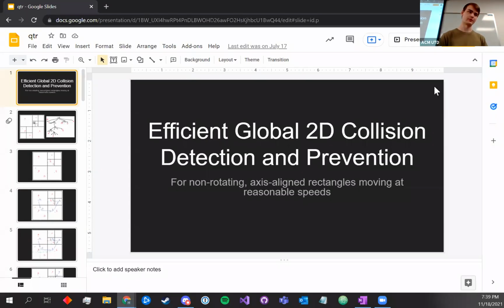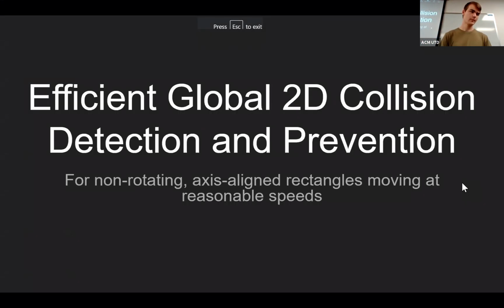We want our game to be able to do other things at that time as well. Okay, so this is efficient global 2D collision detection and prevention. The prevention part, as I said, we're sort of going to ignore because we don't have time for that. That's the narrow phase stuff.